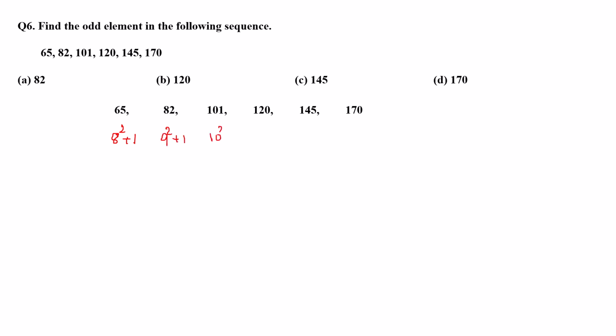Then this is 10 square plus 1. Same pattern if I follow, it should be 11 square plus 1. But 11 square is 121 and plus 1 it will give 122. But here is 120. It means this is the odd one out. So option B will be the correct answer. Okay, if you want you can check for the others also. It is 12 square plus 1 and this is 13 square plus 1. Okay, so everybody is following the same pattern except 120. Now moving to the next question.